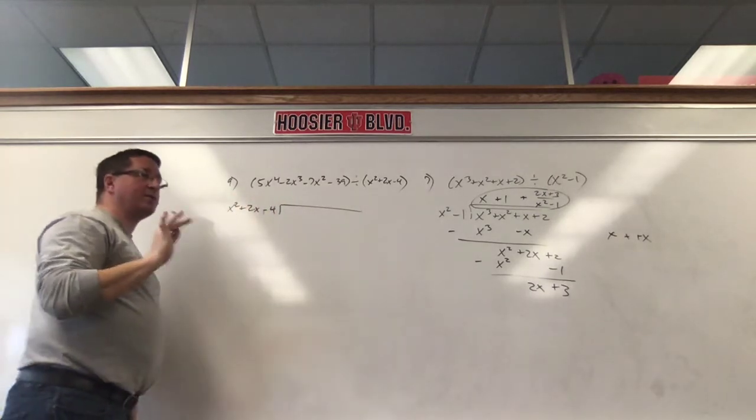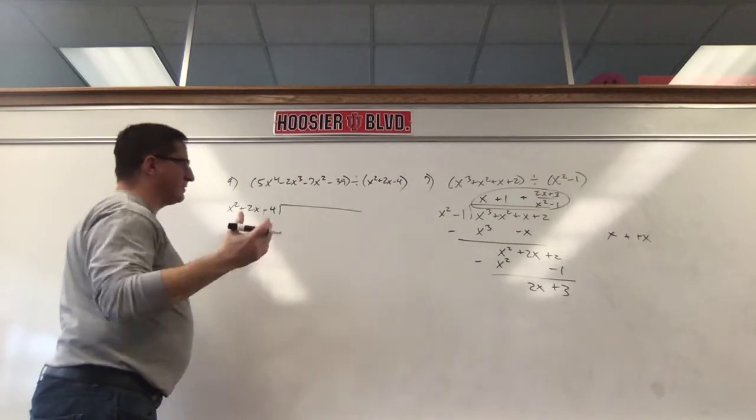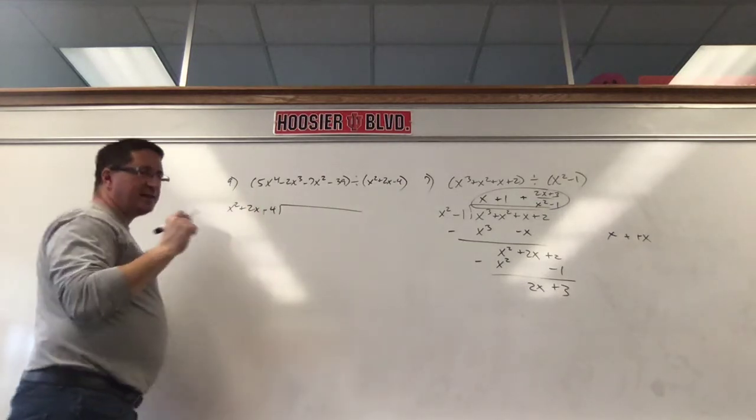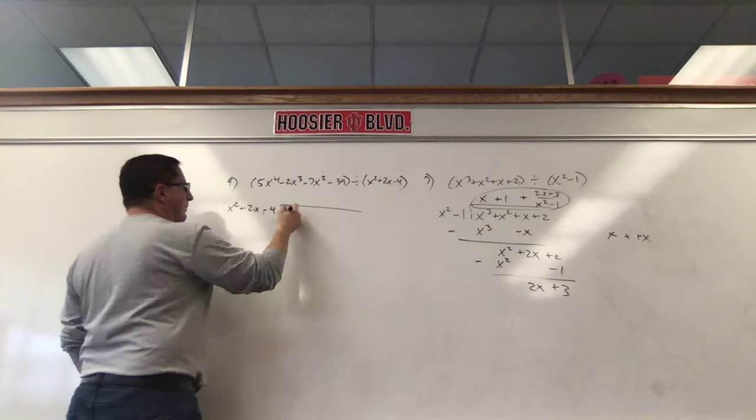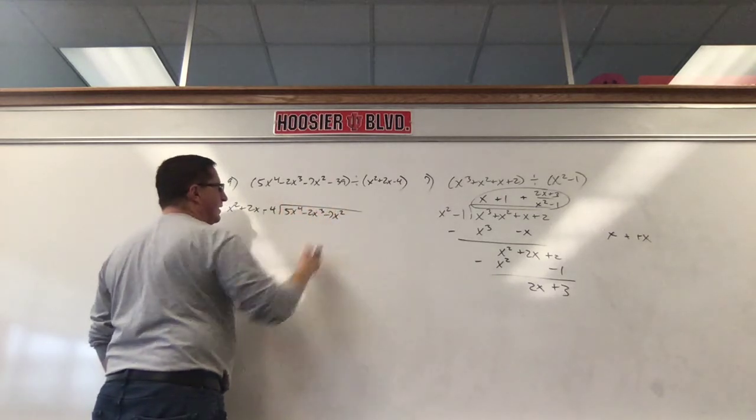Okay, I'm going to show you something. And if you look at it, you might say, well, it doesn't look any different. It looks a little bigger, but still, same old thing. Yeah, just be careful here. Here's what I'm going to do. I'm going to put 5x to the 4th minus 2x cubed minus 7x squared.